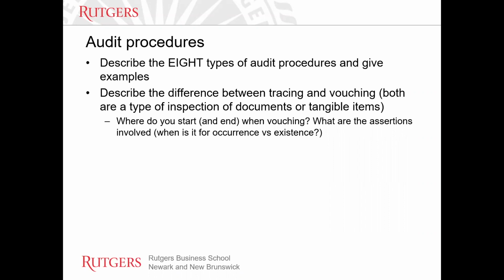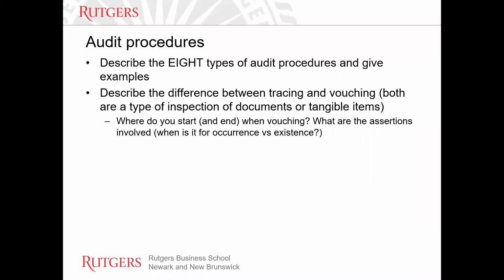Now, to bring back to what Anthony was saying about tracing and vouching, one of these tests is an example of tracing, and the other one's an example of vouching. So what is vouching? Vouching is literally, as Brendan said, going from the client's records or their system and locating evidence for that or source documents.